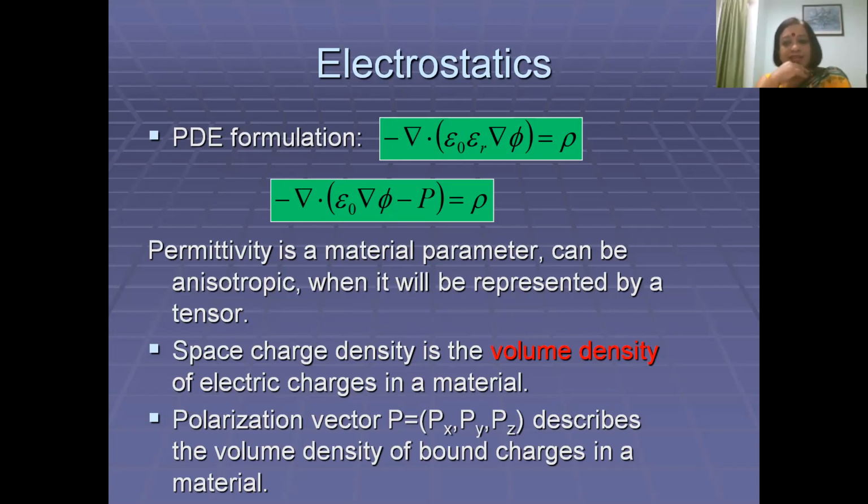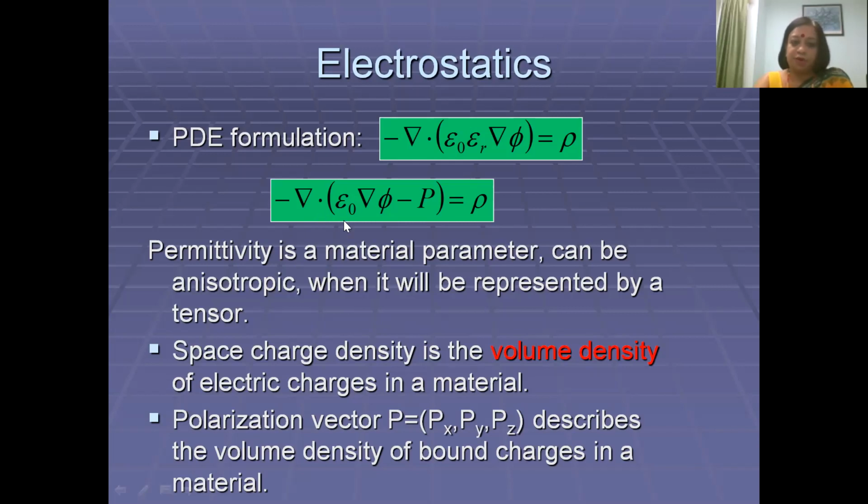So you have seen that in electrostatics, the partial differential equation that you work with is Poisson's equation, which can be written as minus divergence of epsilon naught epsilon r grad phi is equal to rho. Now, if you look at this equation carefully, this is the partial differential equation. What do we need to know? We need to know the material parameters, and embedded in this equation are certain quantities which are material parameters.